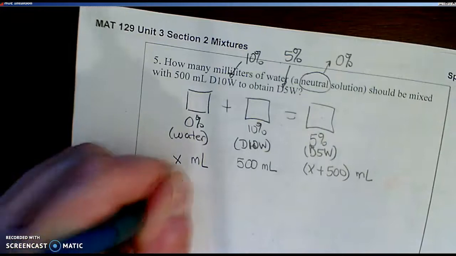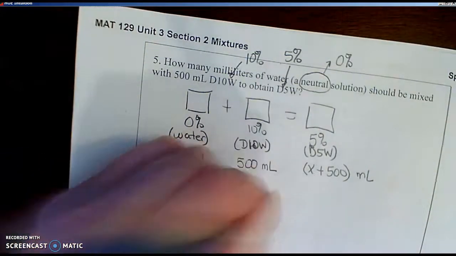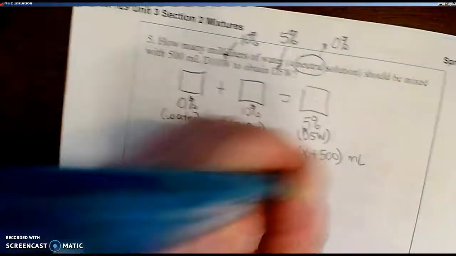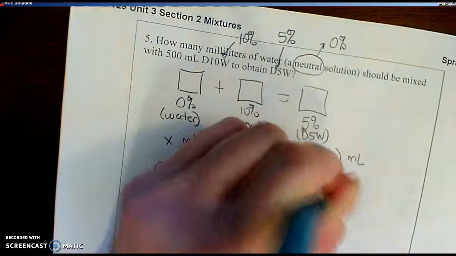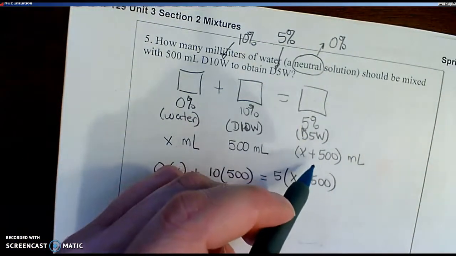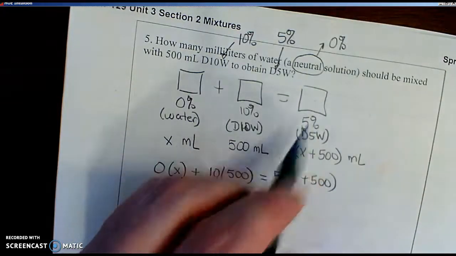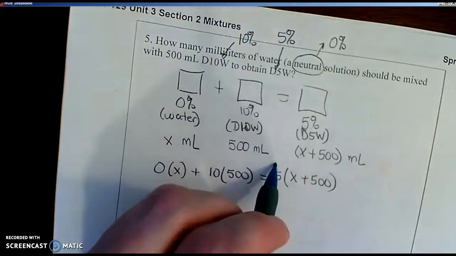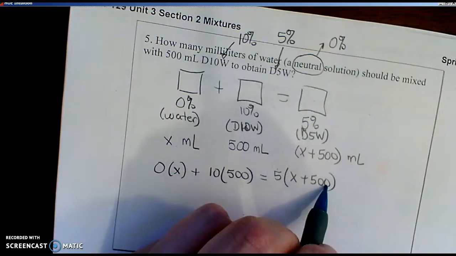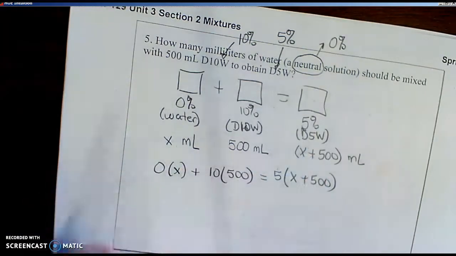So it's 0 times x plus 10 times 500, right? Percent times the volume equals the percent times the volume here, x plus 500. Did you notice that every time I use the x plus 500, I put it in parentheses to remind myself that when we are multiplying by the percentage, we have to distribute it. You don't just multiply it by the x and then add the other volume. It's 5% of the total volume, not just the first term there.